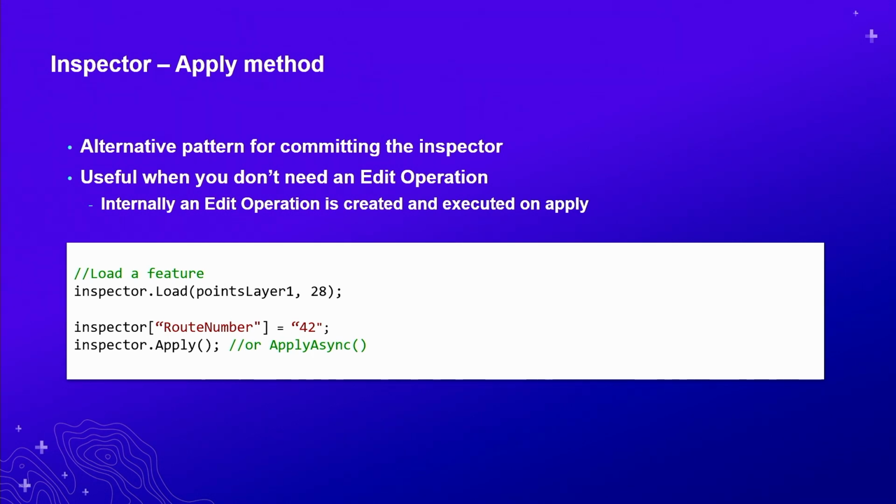And that'll simply create its own edit operation, make the changes, and then close the edit operation at the end of it. The name that gets applied to this edit operation is feature update or feature attribute updates, and that's what appears on the undo stack. So you see it sometimes in the examples and snippets.